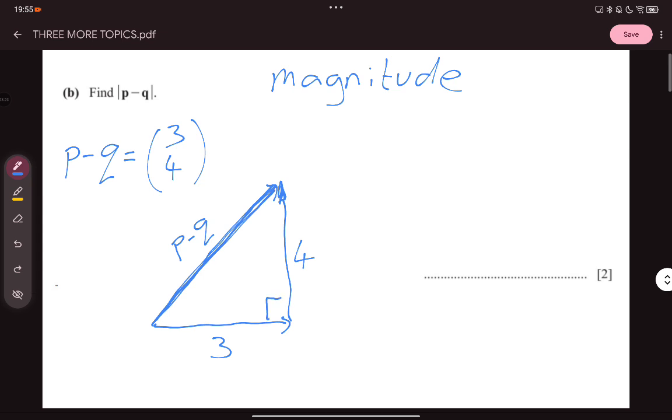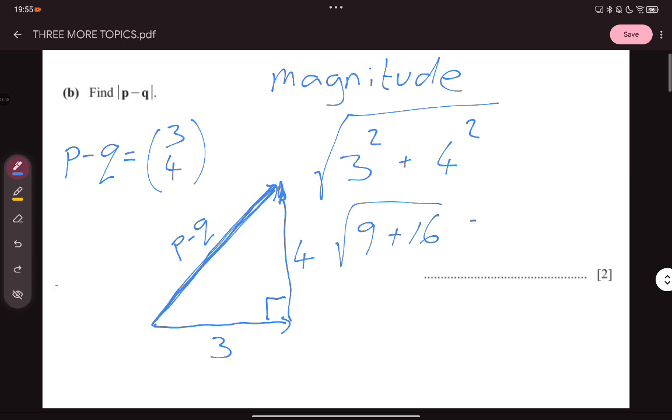Well, this would make a right-angled triangle. So then it's just Pythagoras' theorem, 3 squared plus 4 squared. We're finding the longest side, so it's square, square, add, square root. 3 squared plus 4 squared, 9 plus 16, which is square root 25. So we have the final answer 5 there. That's actually the famous 3, 4, 5 triangle, isn't it, if you know that one?